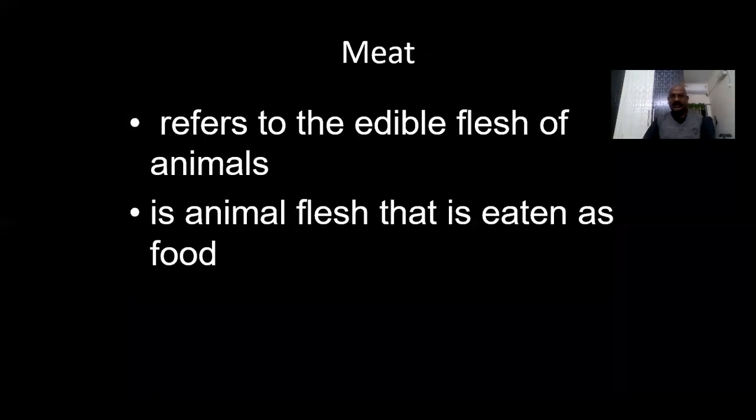Meat refers to the edible flesh of animals, and is animal flesh that is eaten as food. So among the edible animals, there are some wild animals and some farm animals that can be good for nutritional purposes, and those meats will be added into cookery for making different types of dishes. So the flesh meat will be taken as one of your nutritional component foods.